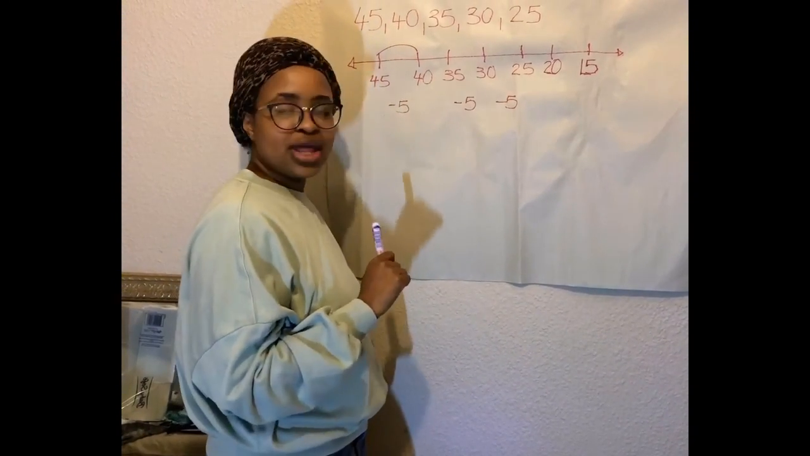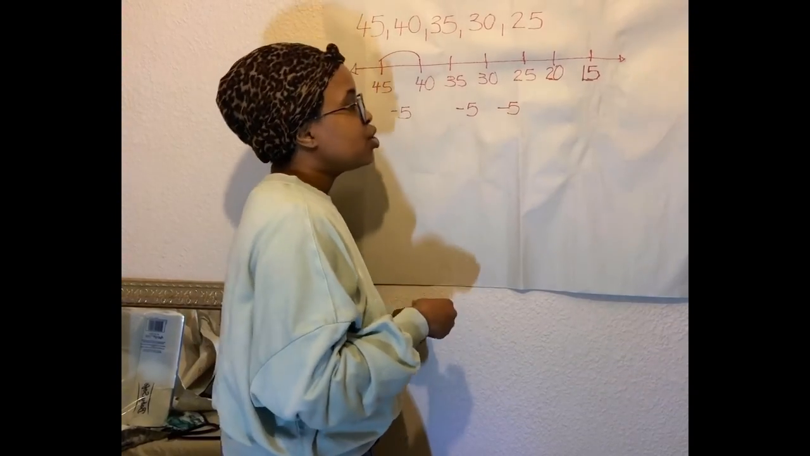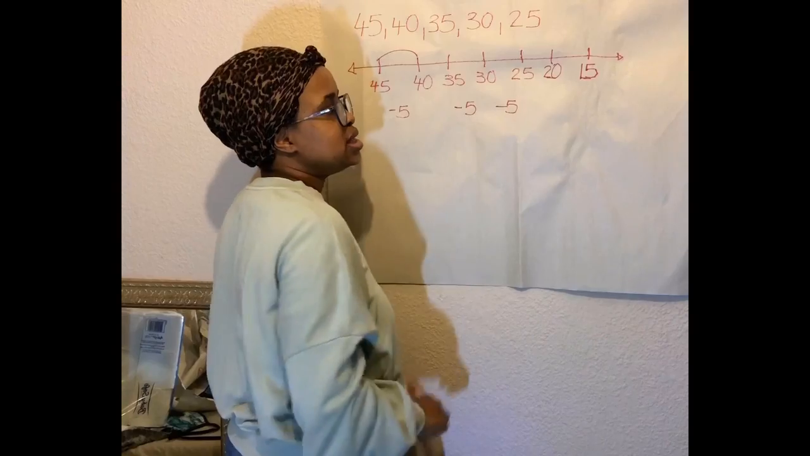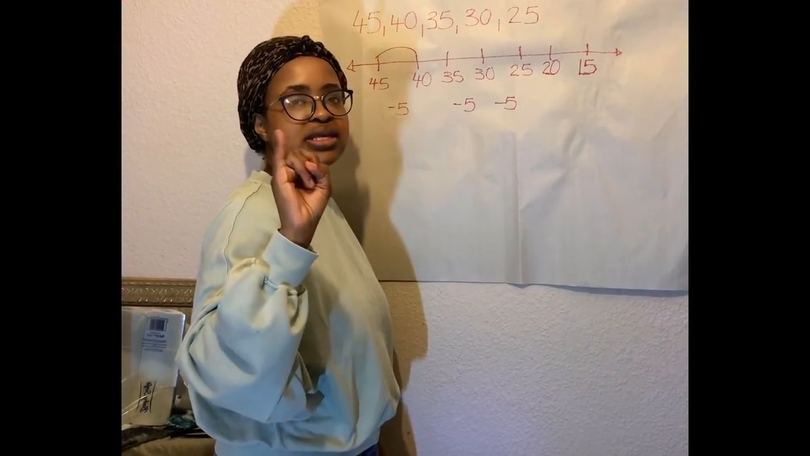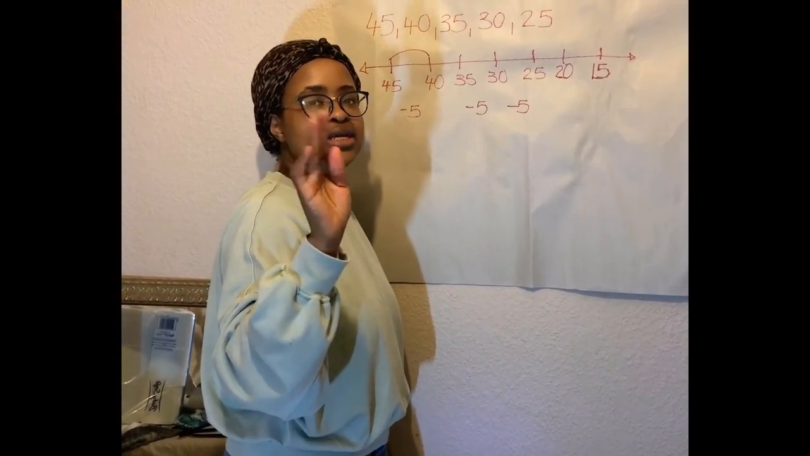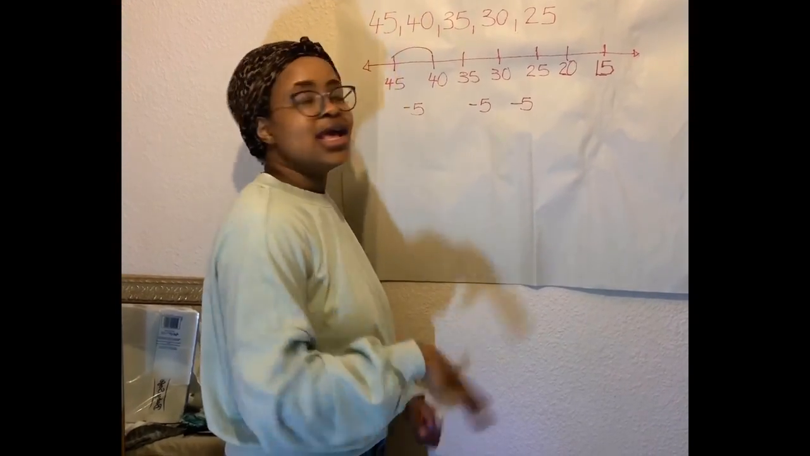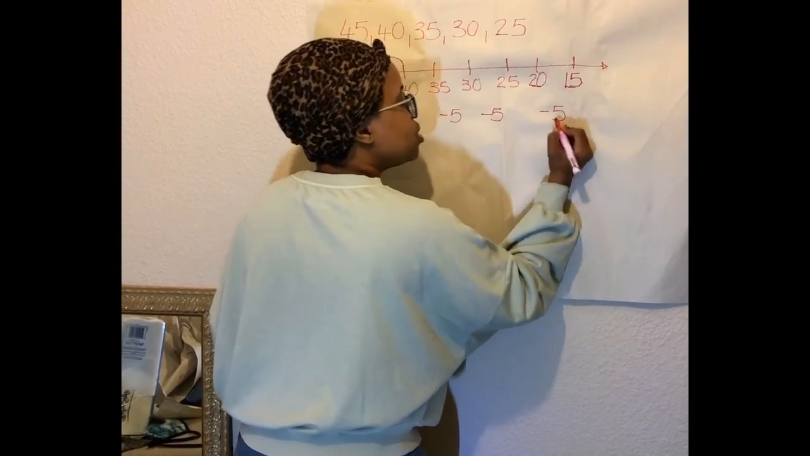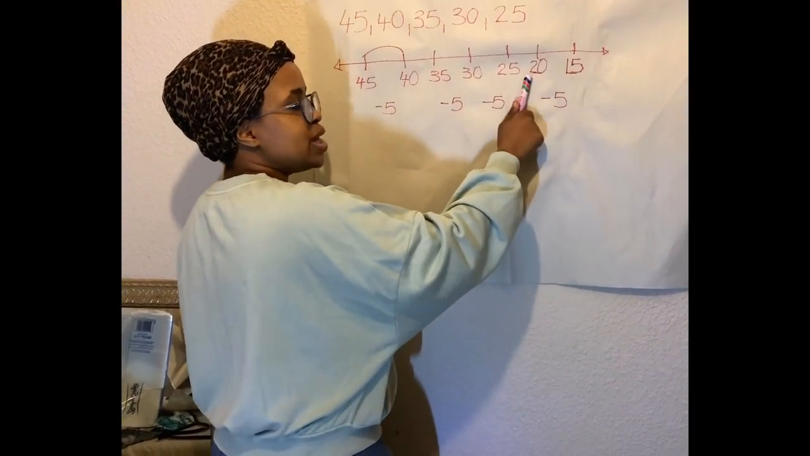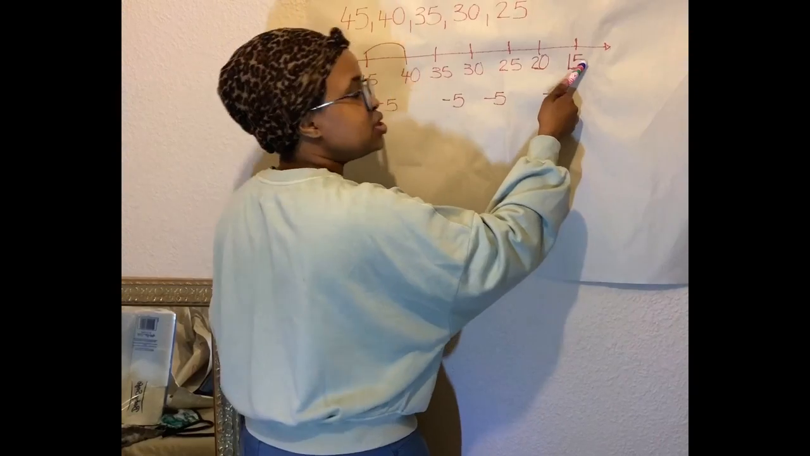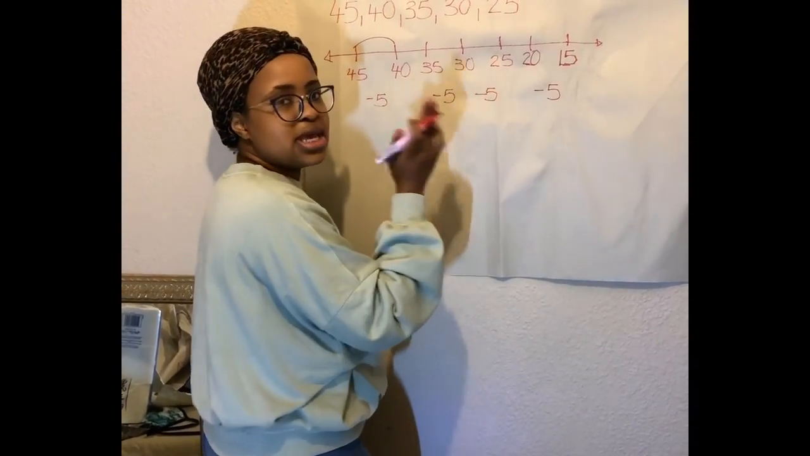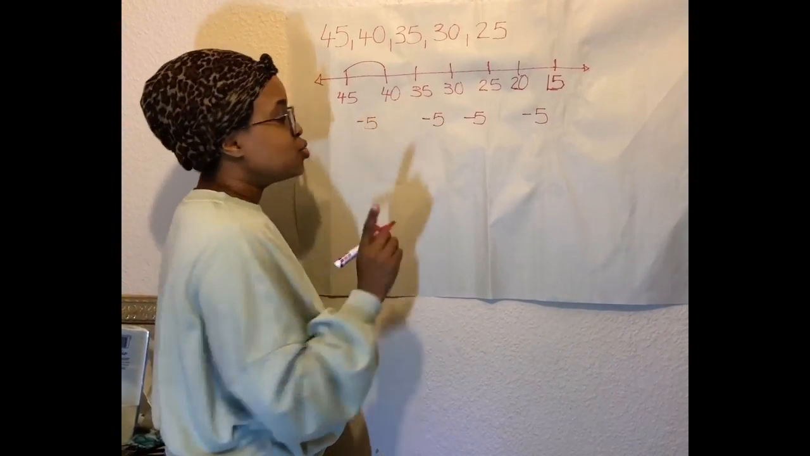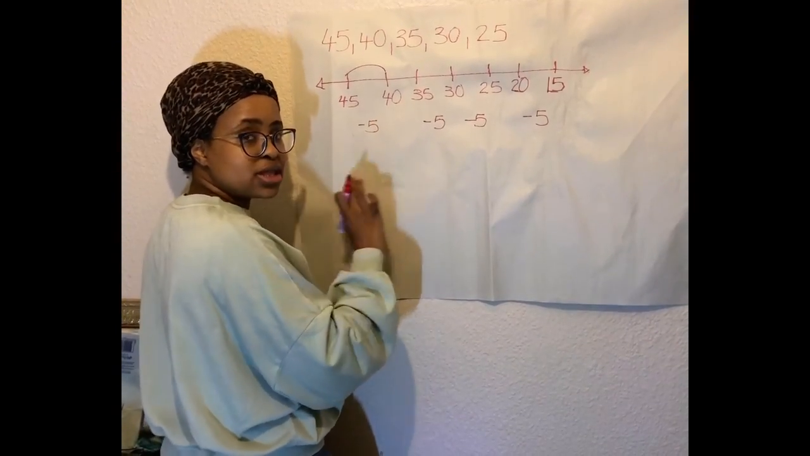And just to make sure that our rule is correct, we're going to count from 15 to 20. 15, 16, 17, 18, 19, 20. So it's 5. So you see, grade 2s, it doesn't matter whether you count from 20 going to 15 or from 15 going to 20. Your rule stays the same. Your rule is 5.